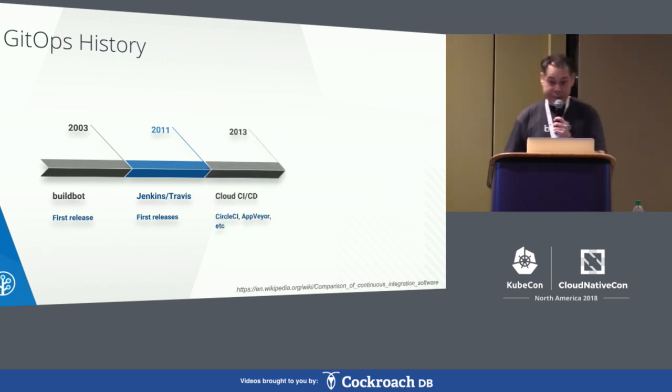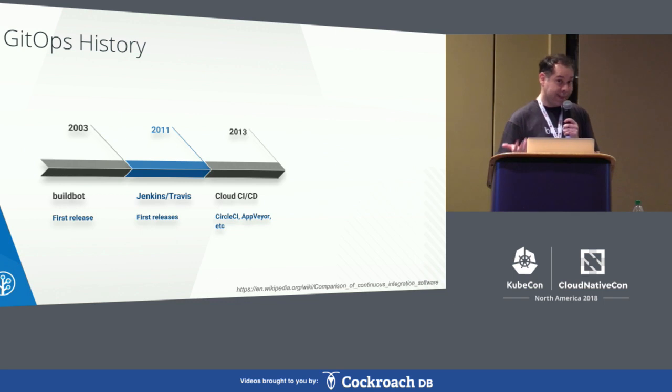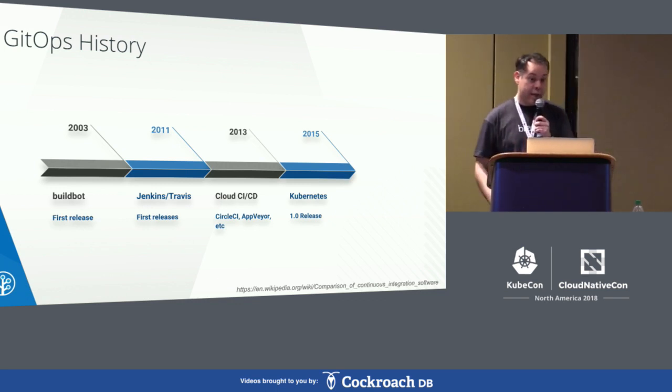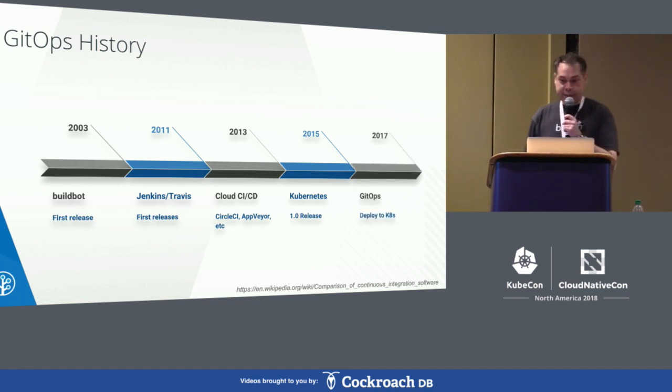Then in 2013, some more cloud providers started to come up with their solutions like Circle CI and AppVeyor, and those were more like SaaS type of services, and later they provided more on-prem services. Kubernetes released its 1.0 version, and that's when everybody started talking about deploying to containers in an automated way to a cluster. And then in 2017, GitOps was coined as a term primarily by the folks at Weaveworks, and that became sort of a way to deploy to a Kubernetes cluster.